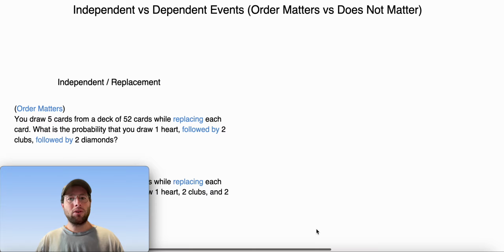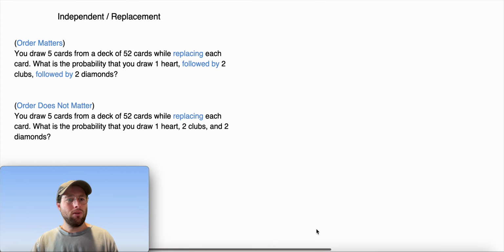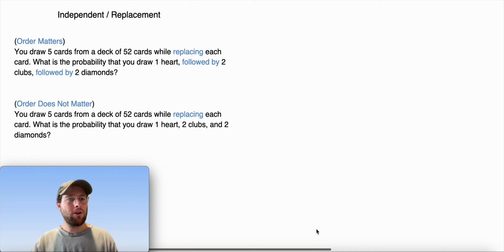In today's video, we're going to be going over independent versus dependent events and when order matters versus when order does not matter. Alright, so to get started here, let's start with independent, which is when we have replacement. Looking at the first example here, order matters for this one. So let's read through it.